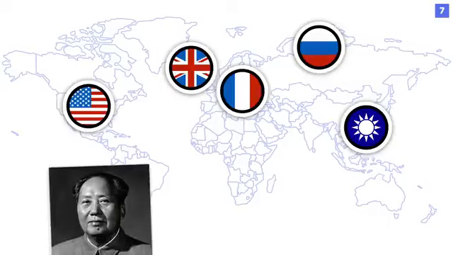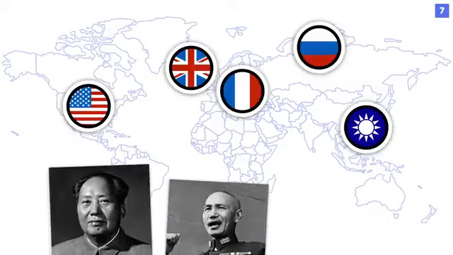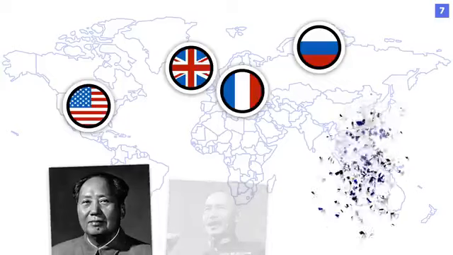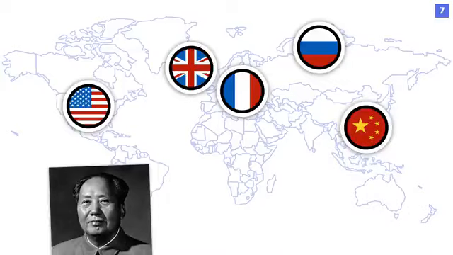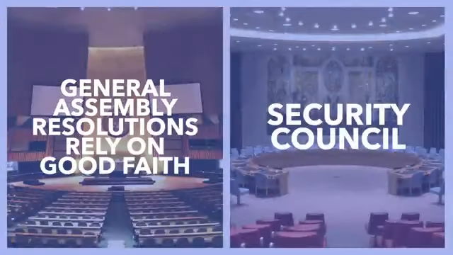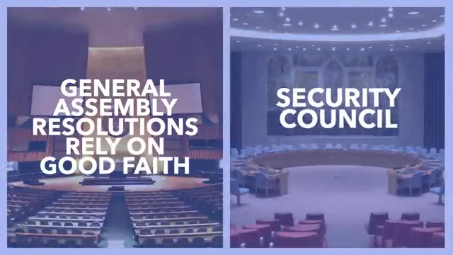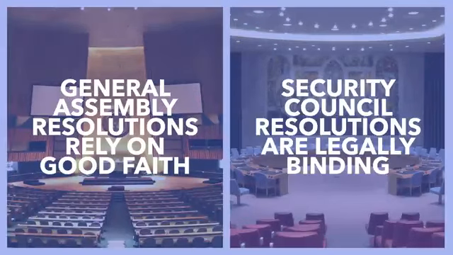However, following Mao Zedong's overthrow of Chiang Kai-shek's national government, the United Nations eventually expelled the Republic of China on October 25th, 1971, and Taiwan has since lost even its observer status. Although the General Assembly relies on the good faith of member states to carry out its resolutions, the Security Council's resolutions are binding on all member states.